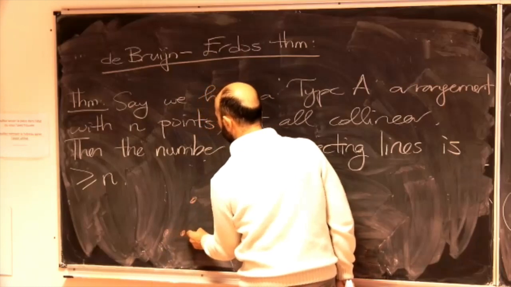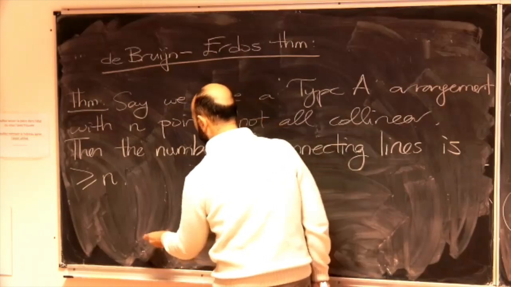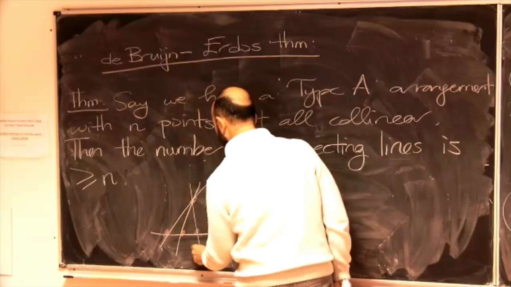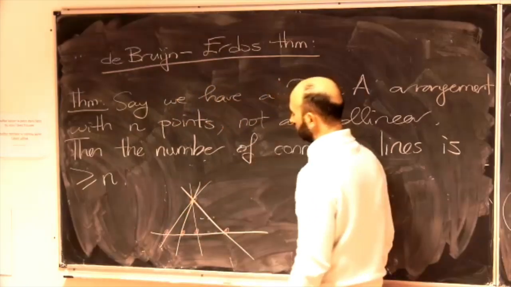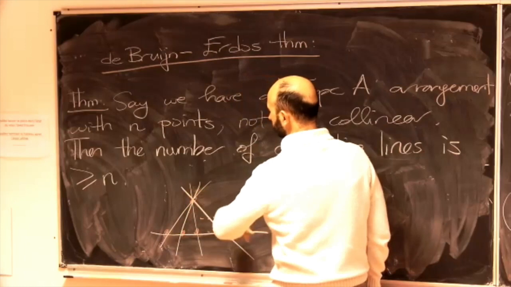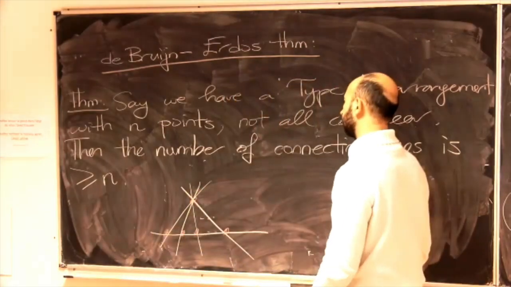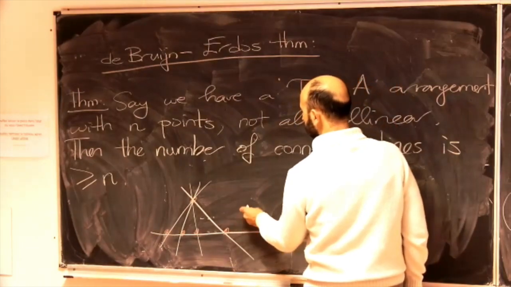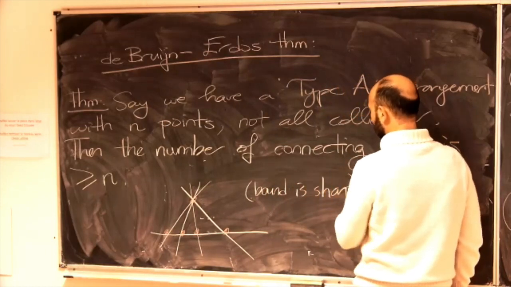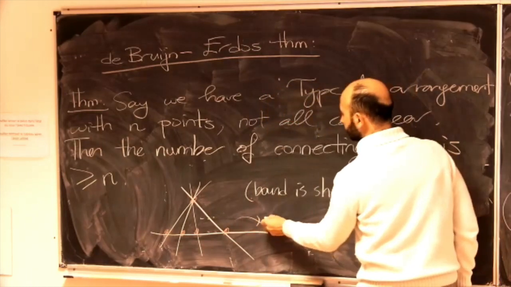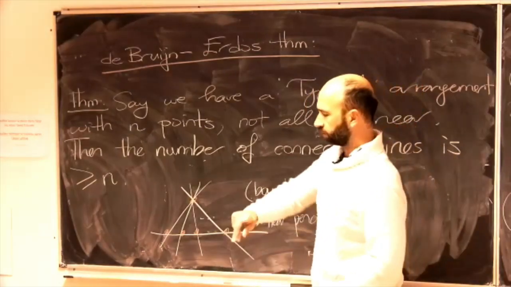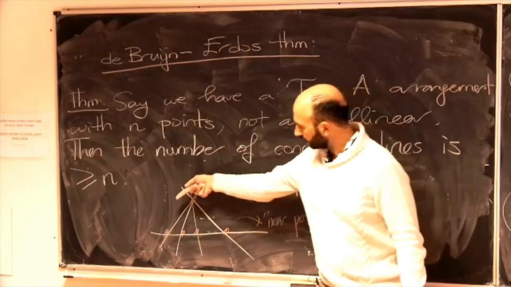Now the statement is this number is sharp for every n. We can show as follows. Here's a type A arrangement. Not all points collinear. There's one outside. So there are n minus 1 points down here and n minus 1 connecting lines for them and one extra line for these n minus 1 points. So this bound is sharp. By the way, such a configuration is called a near pencil. A pencil would be just a bunch of lines all going through the same point. This is almost like that, but you have one extra line.